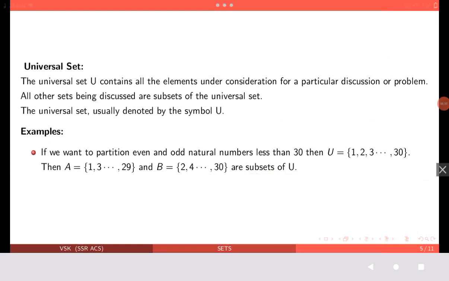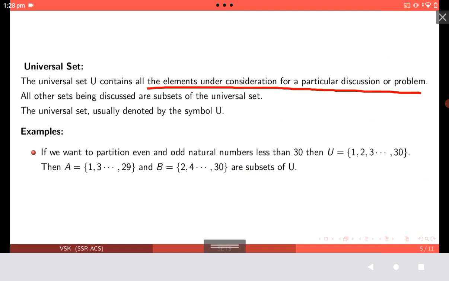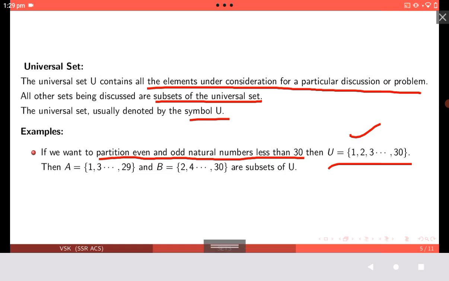Now, the universal set. What does it mean by universal set? The universal set U contains all the elements under consideration for a particular discussion. All other sets are subsets of this universal set. It is denoted by the symbol U. Let us understand this by an example. If you want to partition even and odd natural numbers less than 30, then we can take as the universal set all numbers from 1 to 30. Then let A be the odd numbers less than 30, and B the even numbers less than 30. These are the subsets of this universal set U.